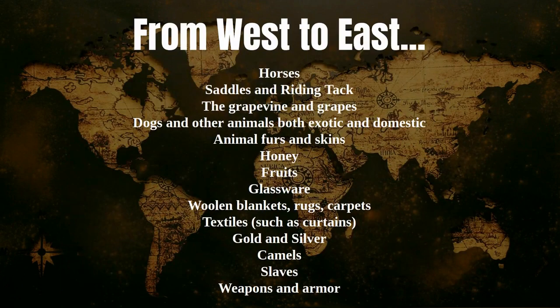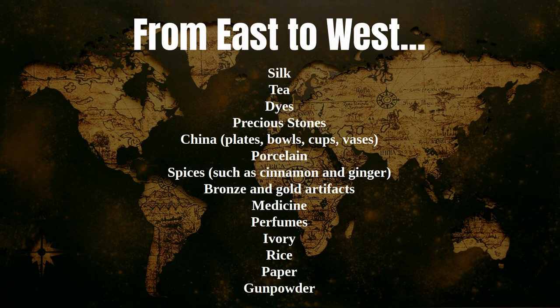From west to east, so from Europe out east to Asia, they traded things like on this list. We've got horses and horse-related stuff, grapes and grapevines, animals, furs, honey, fruit, glassware, wool, gold, silver, camels, slaves, yes, slaves, weapons, and armor. And from east to west, what they were trading was silk, tea, dyes, precious stones, china, not talking about the actual country, but the plates, bowls, cups, and vases, porcelain, spices, bronze and gold artifacts, medicine, perfumes, ivory, rice, paper, and gunpowder.